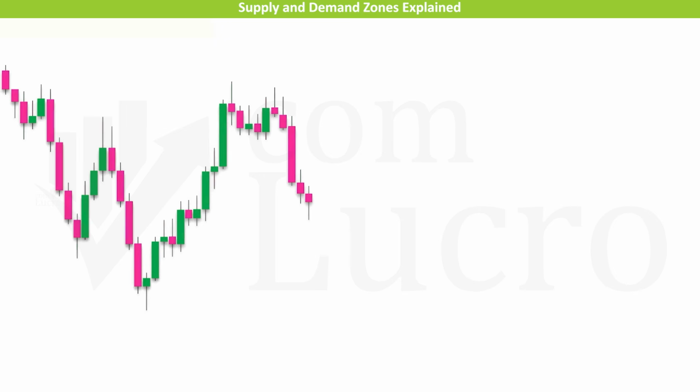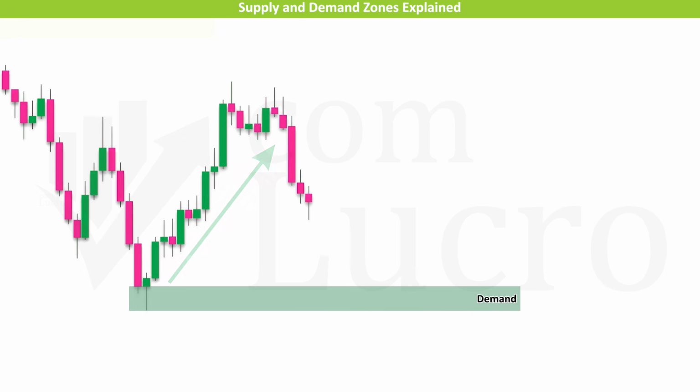So what exactly are supply and demand zones on a chart? A demand zone is an area where buyers previously stepped in with strength and drove price upward. In contrast, a supply zone is where sellers entered aggressively and pushed price downward. These areas matter because the market often reacts to places where strong buying or selling occurred before.